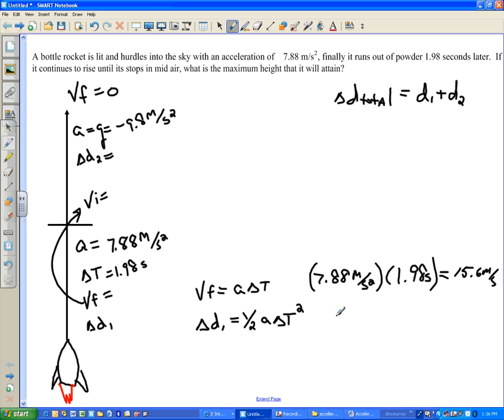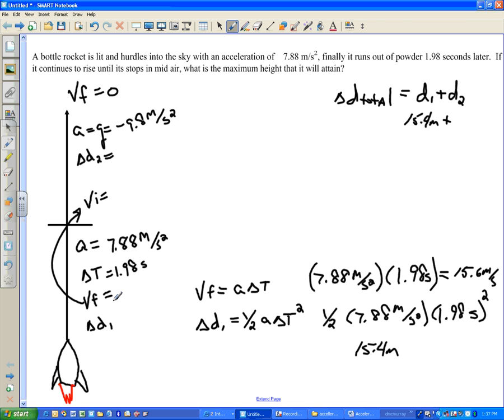And then for my change in distance, I would say 1/2. I would use, again, 7.88 meters per second squared. I multiply that times the 1.98 seconds, and I square that value. That's going to end up getting me 15.4 meters. Now that 15.4 is my first distance that I'm going to add to the second distance I'm going to come up with in a moment.